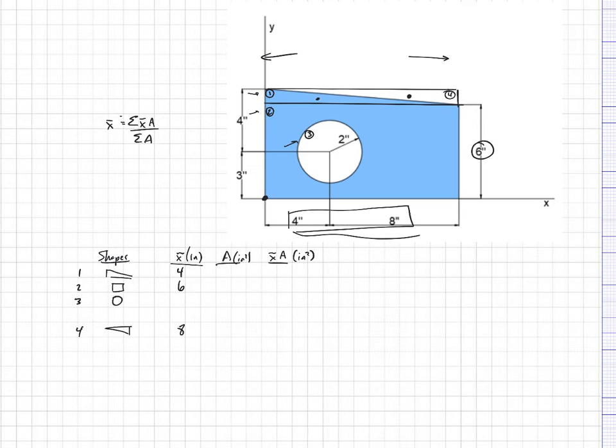And then for the circle, so you know it's about, I guess it's exactly right here. The center of the circle is right there, so it's at a location x equals 4.